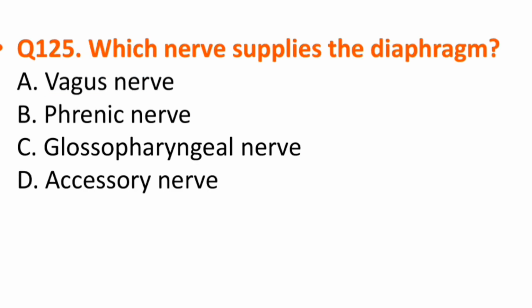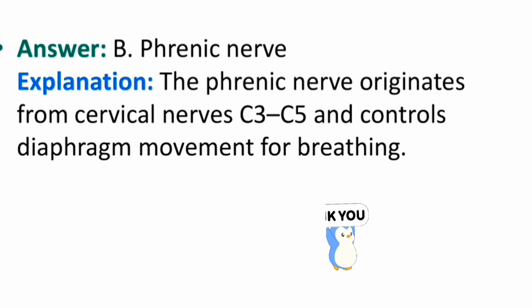Which nerve supplies the diaphragm? Option A, vagus nerve, option B, pharynx nerve, option C, glossopharyngeal nerve, option D, accessory nerve. The correct answer is option B, pharynx nerve. The pharynx nerve originates from cervical nerves 3 and 3 and controls diaphragm movement for breathing.